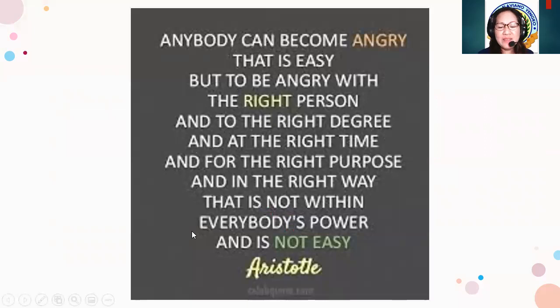So with that, I have here several quotations pertaining to emotional intelligence or pertaining to emotions. So I want you, part of summarizing our discussion, to explain the following quotations. Like for this: anybody can become angry and that is easy. But to be angry with the right person, to the right degree, and at the right time and for the right purpose and in the right way, that is not within everybody's power and is not easy. That is according to Aristotle.